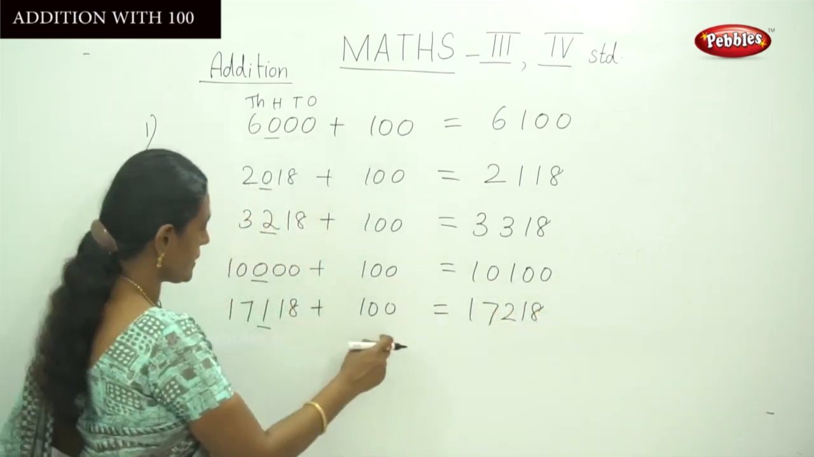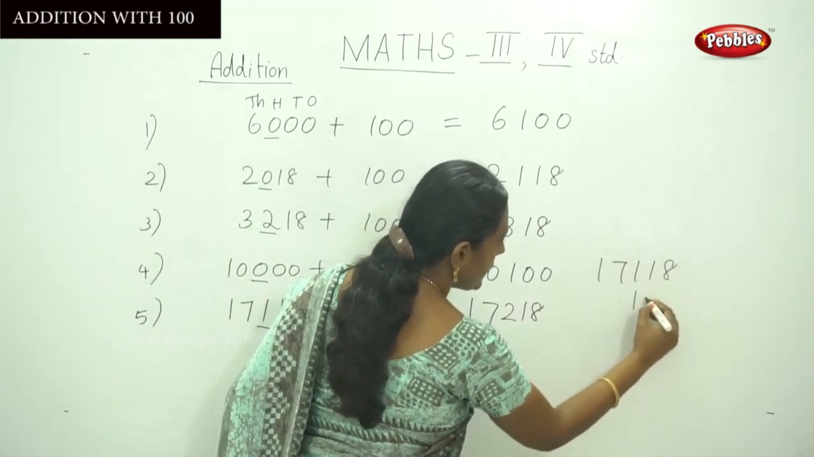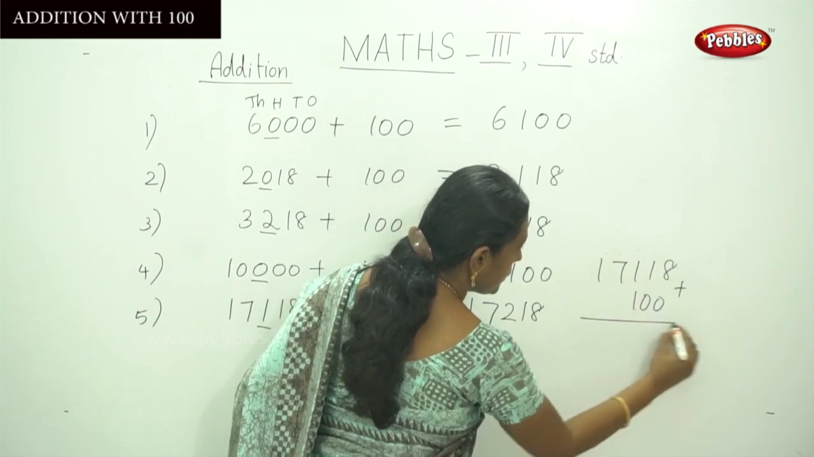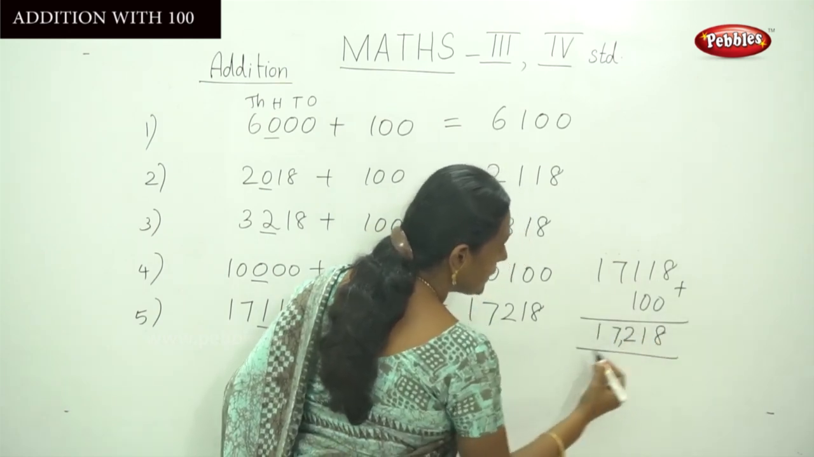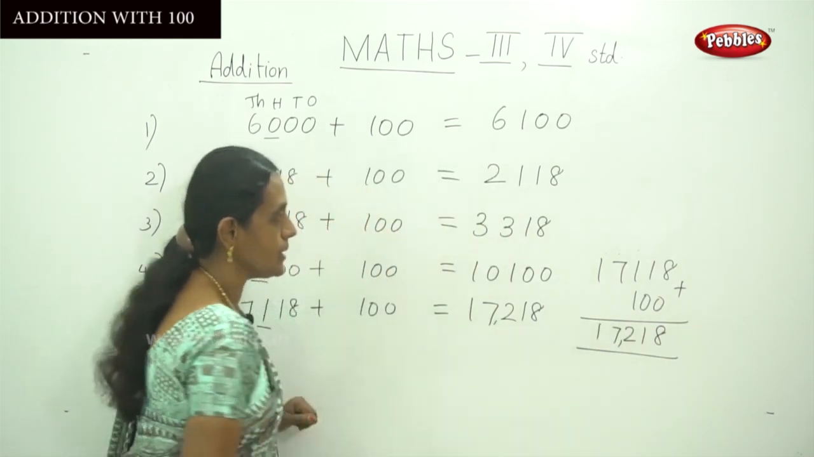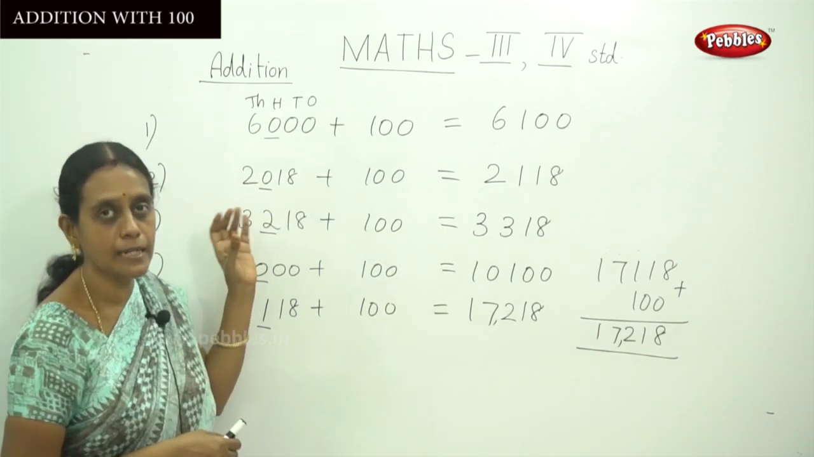You have to check this sum, that is 17118 plus 100. Your answer, that is 17,218. So this is a way of addition with 100.